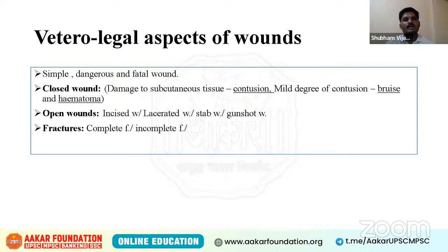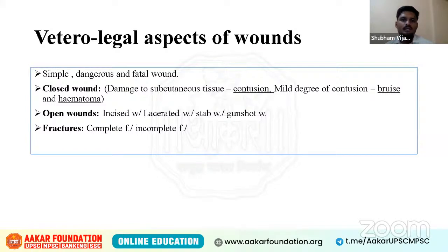Okay, but again, one more classification is there: closed wound and open wound. Closed wound means three closed wounds are there. In Marathi, we used to call it mukama, meaning there won't be a break in the skin. It won't be observed externally, but inside, the wound has caused damage, and that could be of three types. Either it could be contusion or bruise or hematoma.